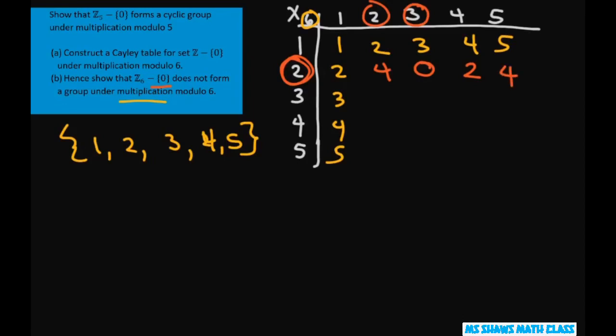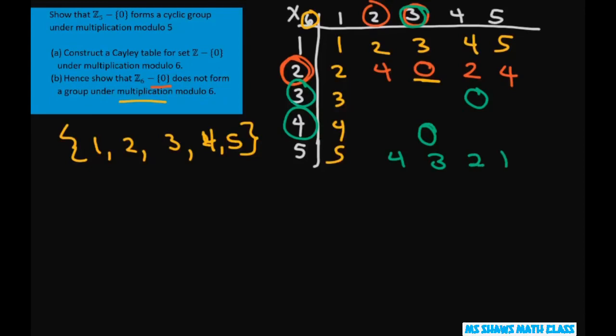So I want to find another 0, because this one was kind of hard. Let's do another 0. We have 4 times 3. So 4 times 3 is 12. Divide by 6. The remainder is 0. All right. Let's do 3 times 4. That's going to be 0. And then the last part's just going to be 5, 4, 3, 2, 1.